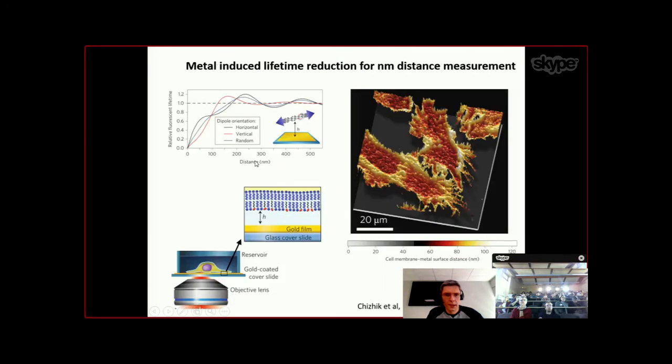Okay, this is just in passing. We have seen that the lifetime changes as a function of the distance to the metal. So this has been developed in the group of Jörg Enderlein in a way to do FLIM imaging, so fluorescence lifetime imaging, close to a metal surface. And using the lifetime, you can then go back to the distance to the metal film. If the lifetime is reduced, as compared to what it should be normally, then from the lifetime reduction, I can compute back this height and measure topography at a nanometer scale. Okay, that was just a parenthesis.